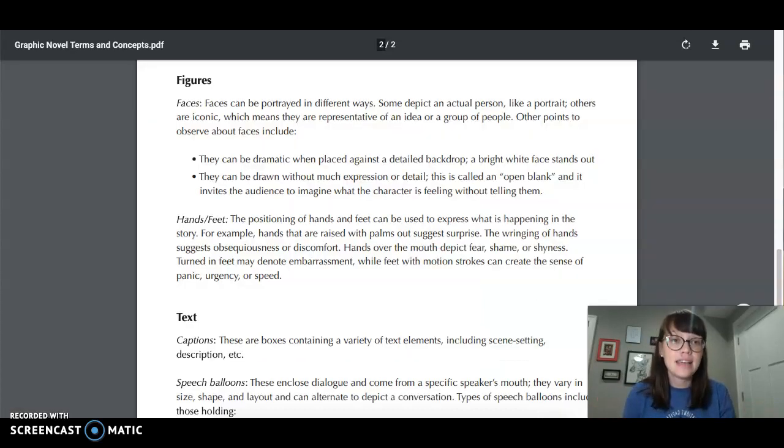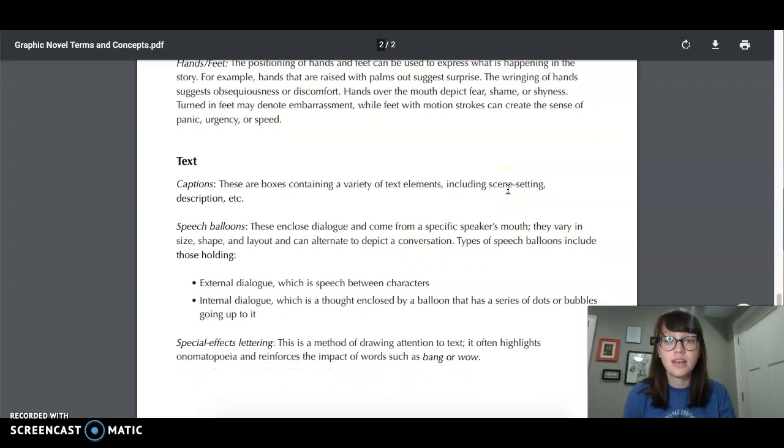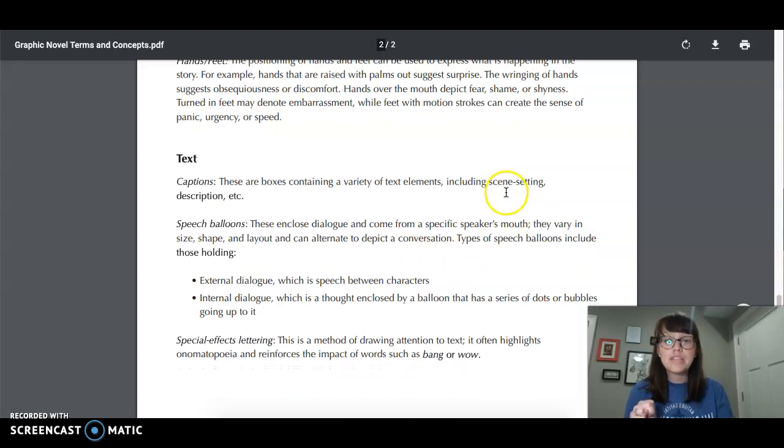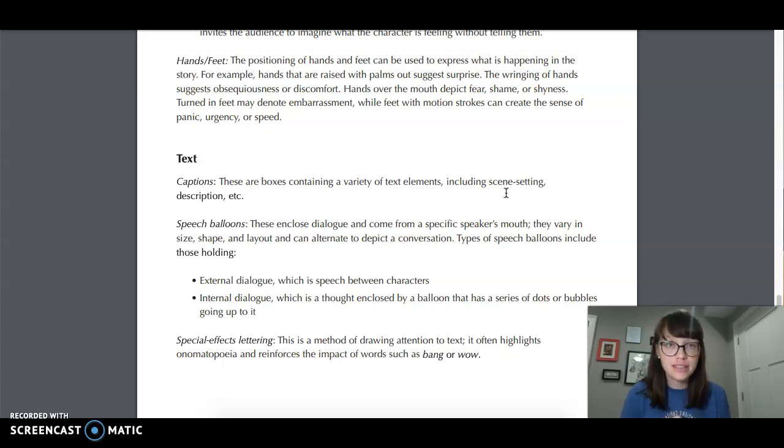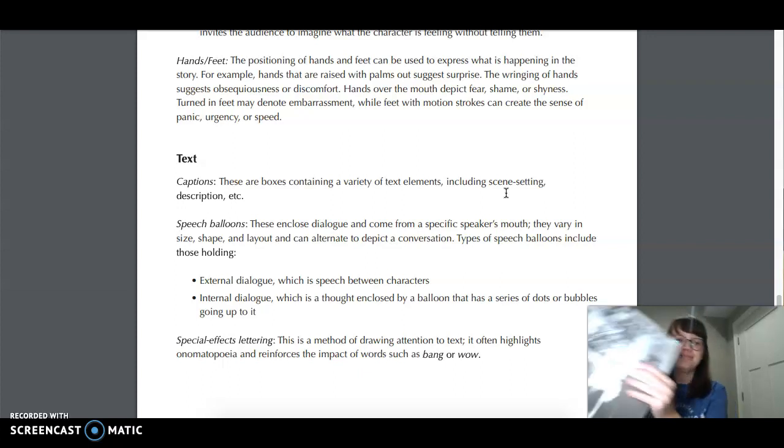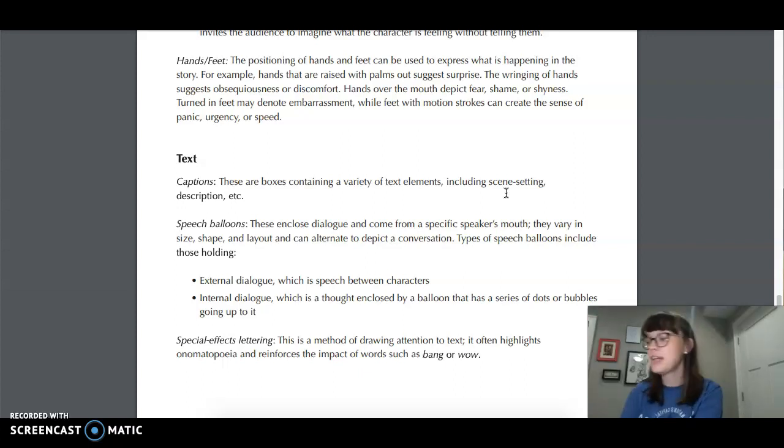And that's the second piece of this page, of page 2. So looking at the text: captions, speech balloons, and special effects lettering. I will go ahead and tell you there is no special effects lettering on page 7, but there is on, I'm looking at a book, on the next page. So if you look at page 8, there is some special effects lettering.